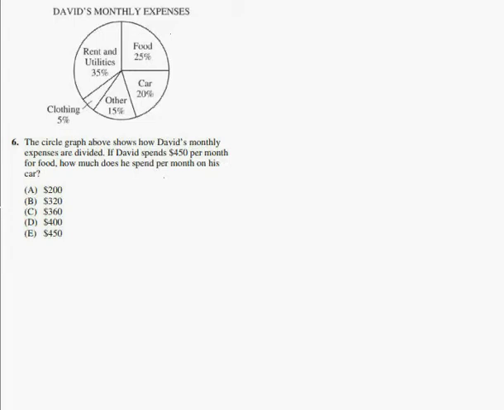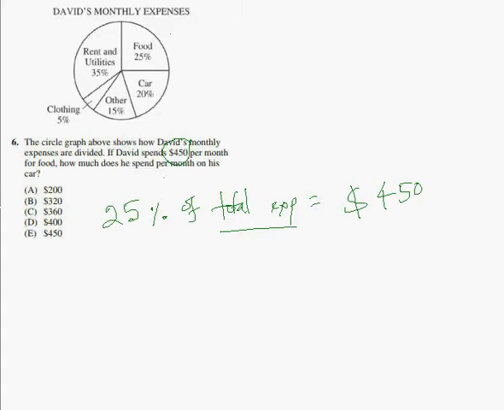In the question they give you a clue like this: David spends $450 per month just for food, right? So if you look at this graph, he spends 25% on the food. So basically it says 25% of total expenses is $450, right? Let's say this total expense is, call this X. So 25% of X equals $450, right?